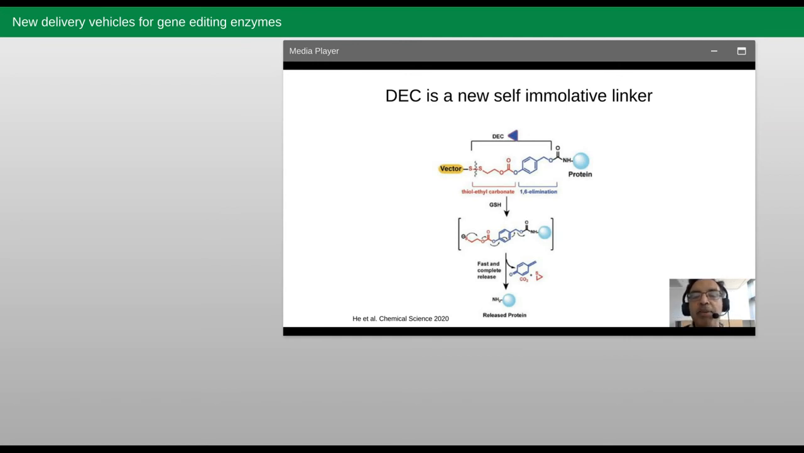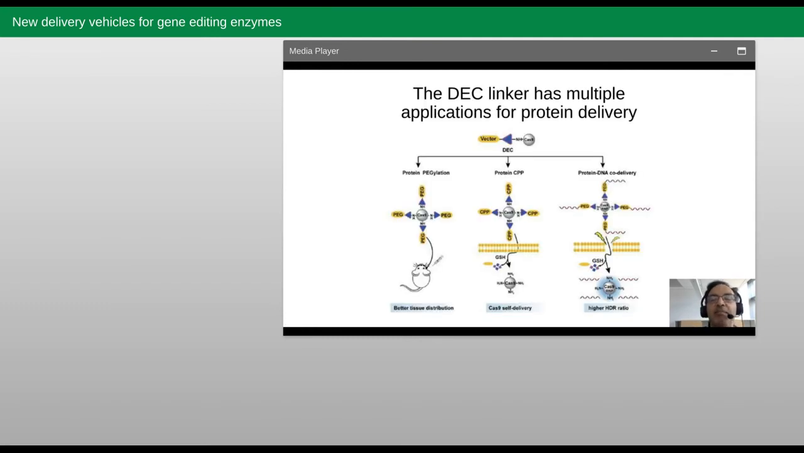So to get around this problem, we made a new linker called the DEC linker shown on this slide here, which is a disulfide self-immolative linker. And the DEC linker allows you to reversibly modify proteins via their lysine residues. The DEC linker is composed of two self-immolative linkers connected in series. It's got a thioethyl carbonate and a 1,6 elimination linker. And once the disulfide there gets reduced, the thioethyl carbonate cyclizes, generates a phenol, which then undergoes a 1,6 elimination reaction, generating the unmodified protein.